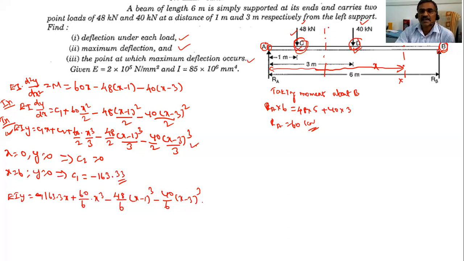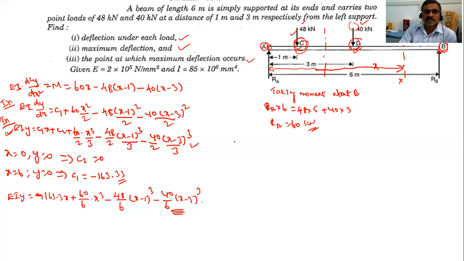If you have taken the axis at this point, then you have to consider only the load on the left side. Then this load you should not consider. So if you want to find slope at point C, then you don't take this term.